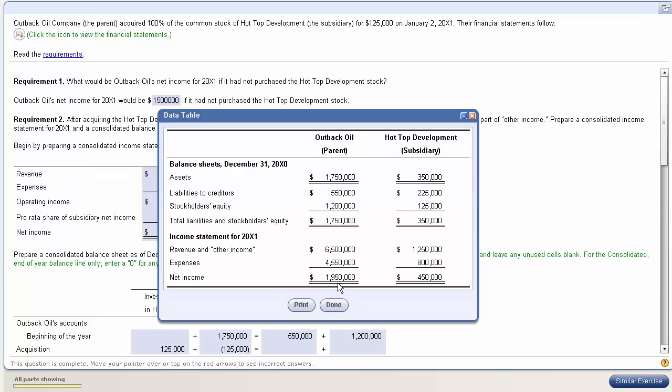And what you would do is look at the net income of Outback Oil. It has $1,950,000, but it included the income of the subsidiary of $450,000. So to come up with what the income would be if they didn't purchase Hot Top Development, they wouldn't have the $450,000 included in the 1950. So if we subtract $450,000 from $1,950,000, we get $1,500,000, and that's the answer to requirement 1.